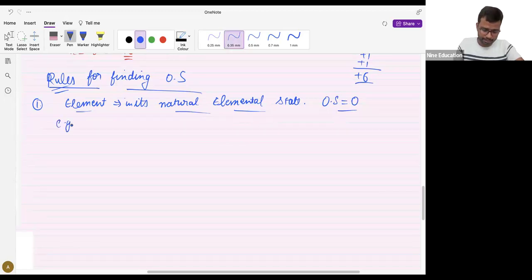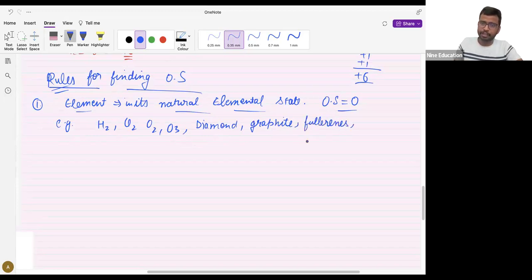Example: hydrogen, chlorine, oxygen, O3. These are all elemental states. Diamond you can get beneath the earth. Graphite too. Diamond, graphite, fullerenes all have 0 oxidation state. Always remember. Red phosphorus, black phosphorus. Sulfur is of 2 or 3 types: monoclinic sulfur, rhombic sulfur.